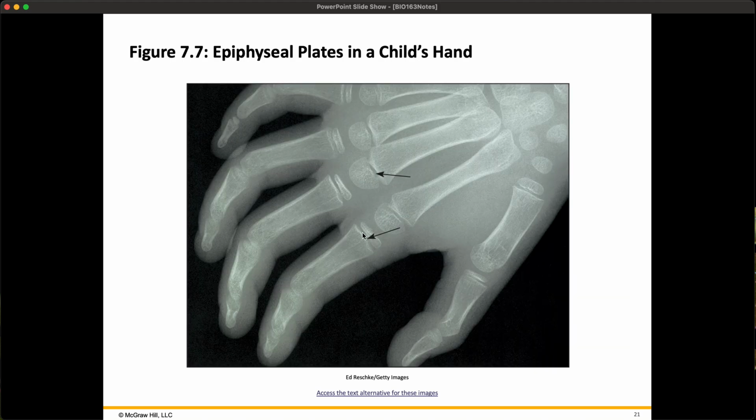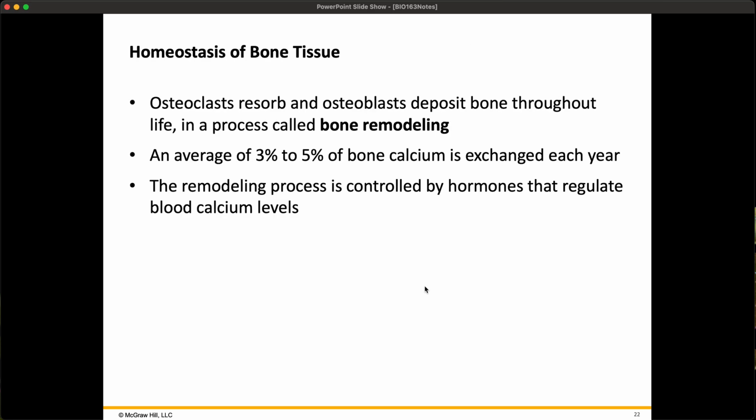You can see these epiphyseal plates, these nice open spaces. Okay, so homeostasis of bone tissue, because as I was saying, you have blast and clast activity happening all throughout your life. This process is called bone remodeling. On average, 3 to 5% of bone calcium is exchanged each year, so your bones are cycling through 3 to 5% of your total bone density, and hopefully that's breaking down and being replaced at the same rate.